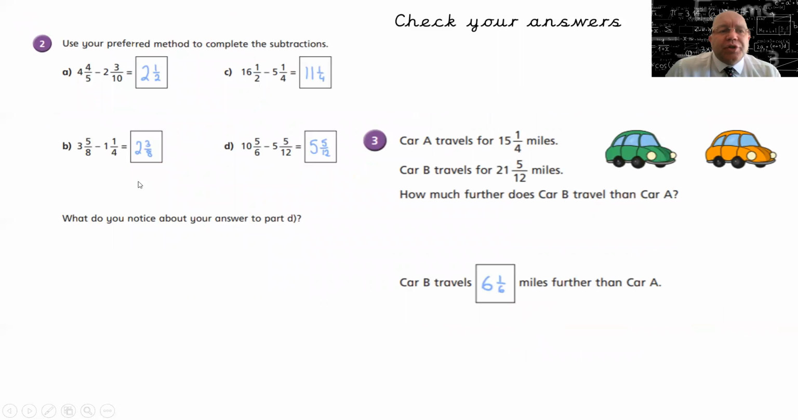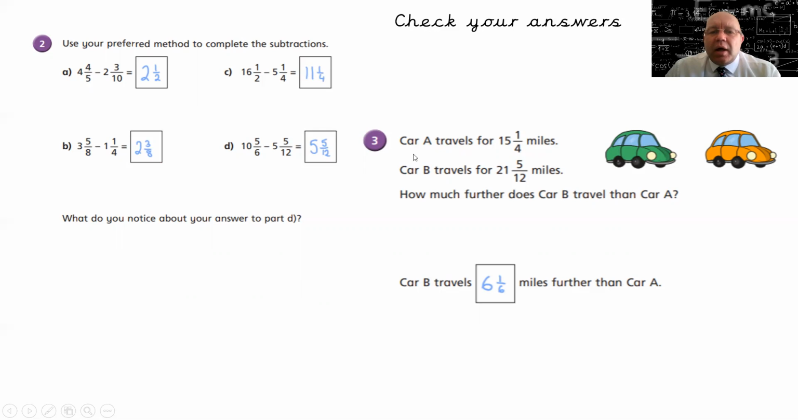Right, answers to question 2. 2a, the answer is 2 1/2. If you've left it as 2 5/10, you're still correct, but do look for that simplification. For B, 2 3/8. C, 11 1/4. And D, 5 5/12.